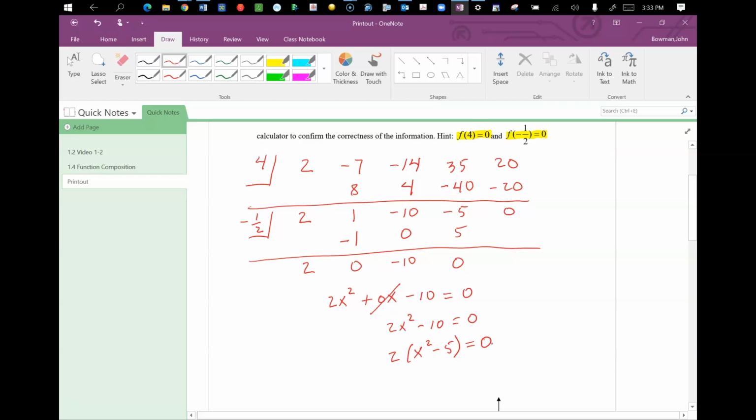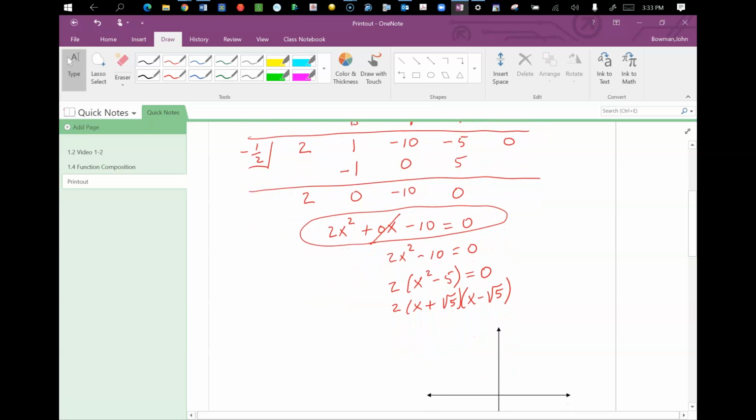And at this point, you have to factor it, or you have to go back to the original form right here and use the quadratic formula. So this x squared minus 5 is actually the difference of two squares. You just have to figure out what you square to get 5. And it's the square root of 5. So this factors into 2 times x plus root 5 and x minus root 5, which means that our two irrational zeros are the square root of 5 and the opposite of the square root of 5.